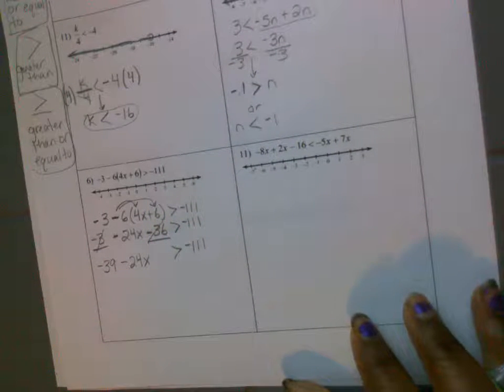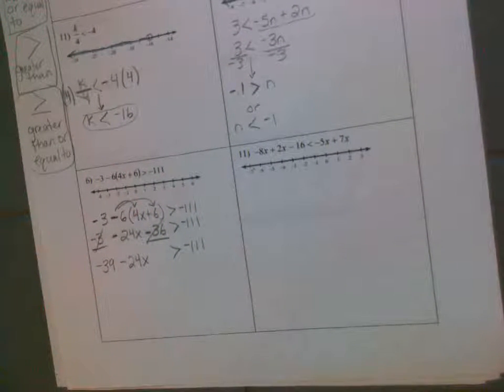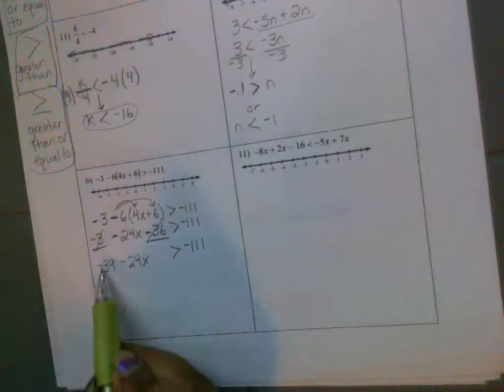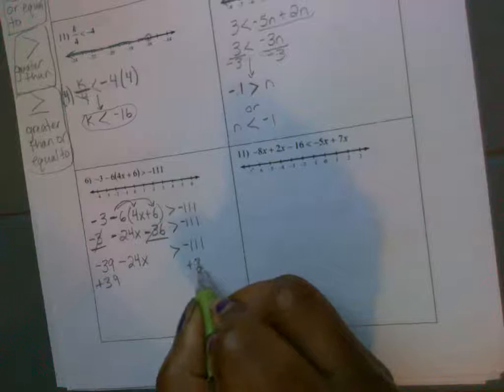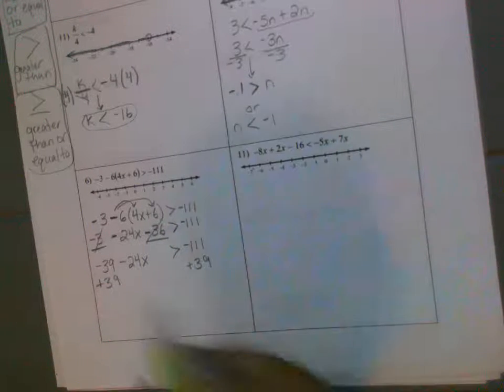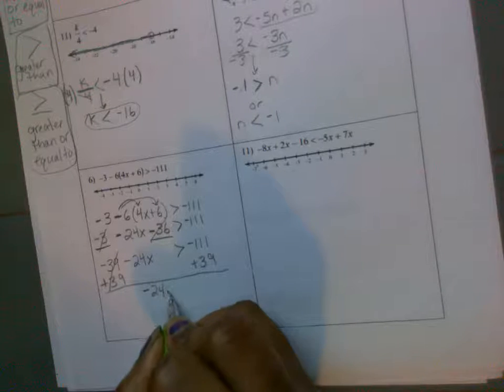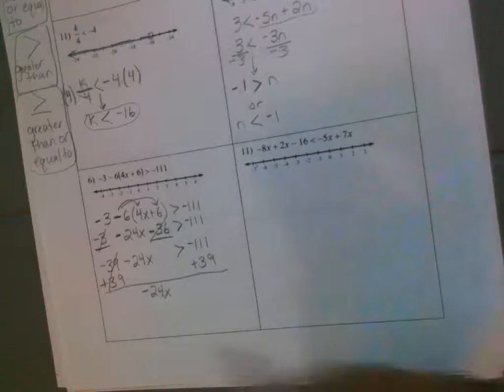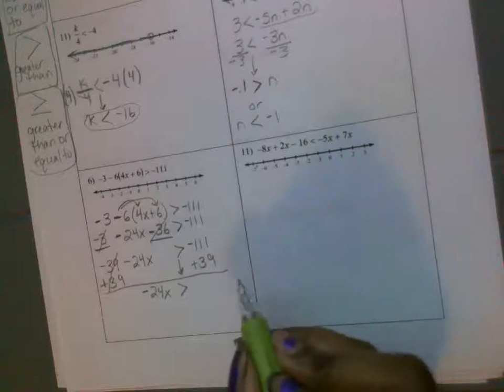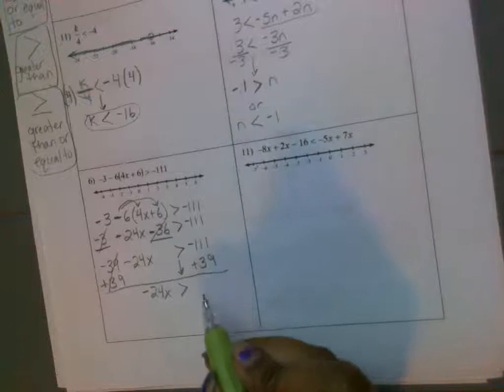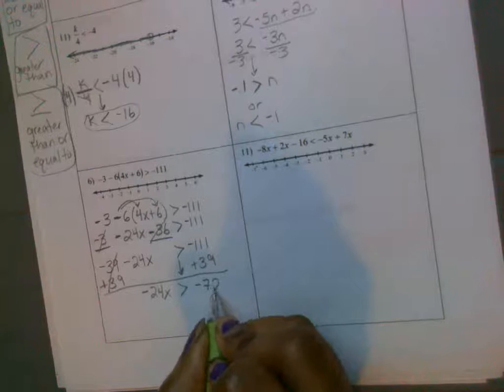Okay. Your last step is going to be to isolate the variable. You get rid of all numbers that you can add or subtract to remove. I'm going to get rid of the negative 39 by adding 39 to both sides. When I add 39 to both sides here, this gives me 0, and I'm left with this negative 24x. I'm going to bring down the inequality. Okay. And on this side, when I add 39 to this side, this is going to give me a negative 72.